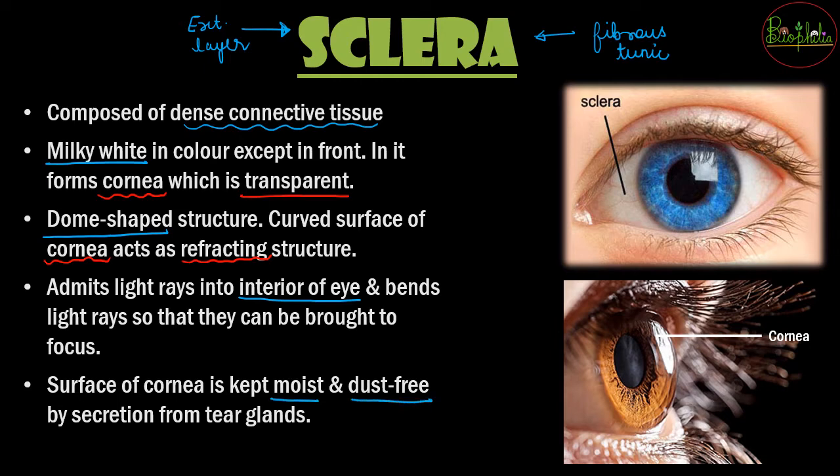Now how is that possible? Keeping it moist means there should be some moisture, some water content, and keeping it dust free means there should be continuous movement of water so that nothing stays in that area. That comes from the secretions of the tear glands. The wetness in your eyes is because the tear glands are continuously secreting tears. And when you feel emotional, when you don't feel like yourself, when you are sad, at that time the tear gland secretions increase, and they fall down as tears.